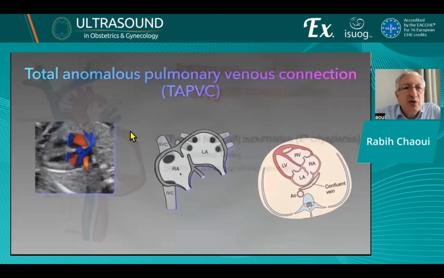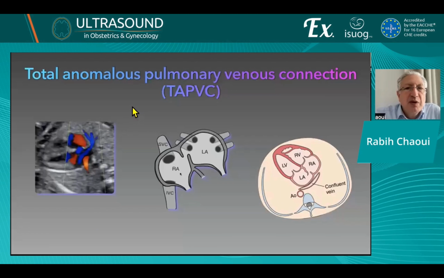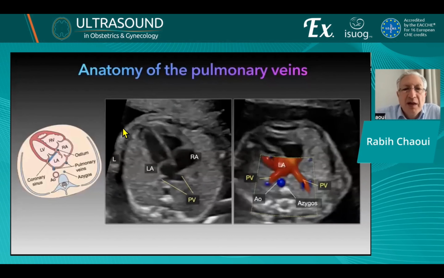The third group I want to discuss with you is the abnormal pulmonary venous drainage, as here I will discuss today mainly the total anomalous pulmonary venous drainage. You see here, as I told you before, the ideal plane to see the pulmonary veins is the axial, the four-chamber view, where you see the two inferior veins draining into the left atrium.